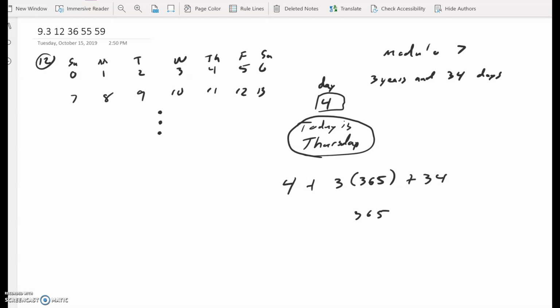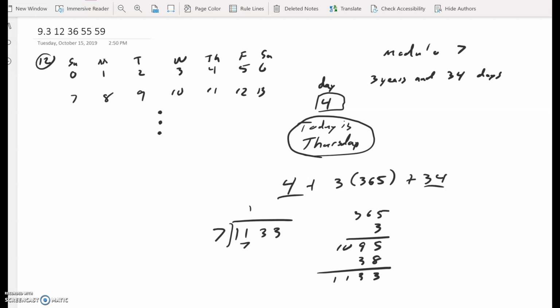So we have 365 times 3 plus 38, so we have 133 days, but we want to know what day of the week that lands on, so we're going to divide by 7 and take the remainder. That's how the modulus system works.